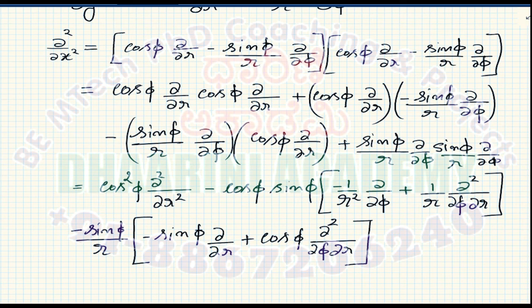Then let's go to the fourth term. Differentiation is happening over here. So the dou by dou phi is being applied to this term. Since it is a phi, I can take the r to the other side, because r is a constant.